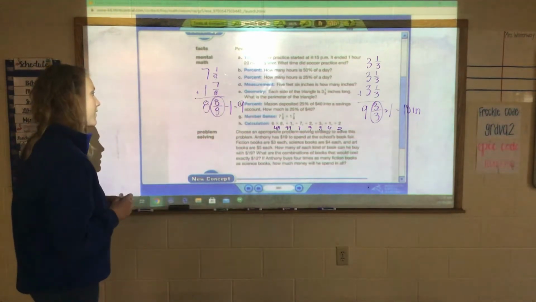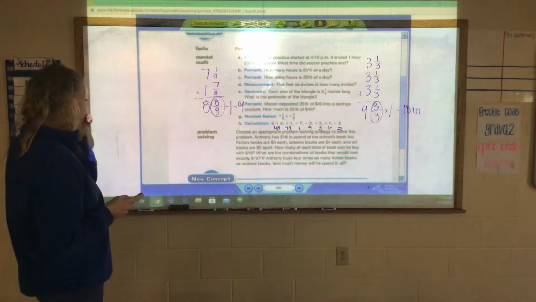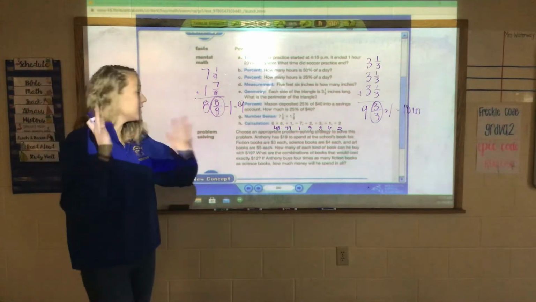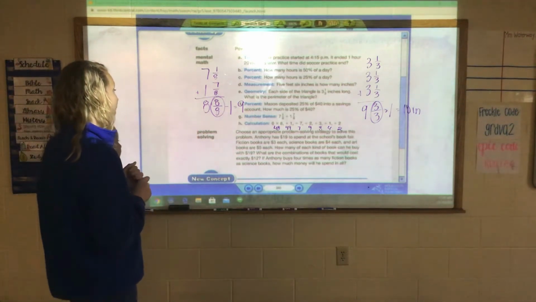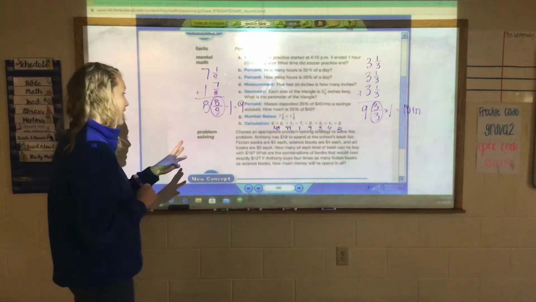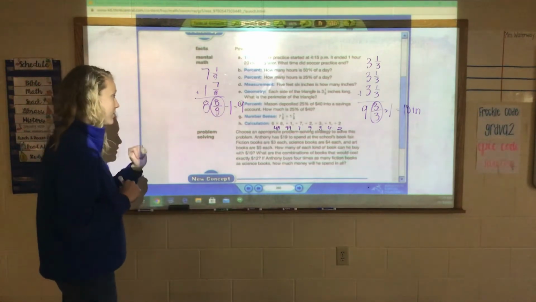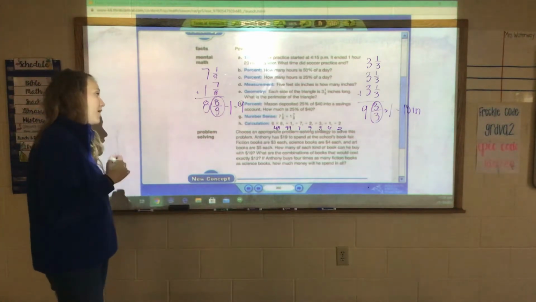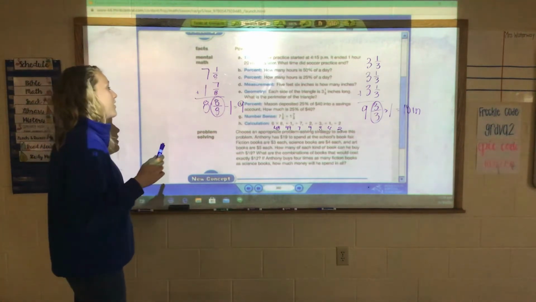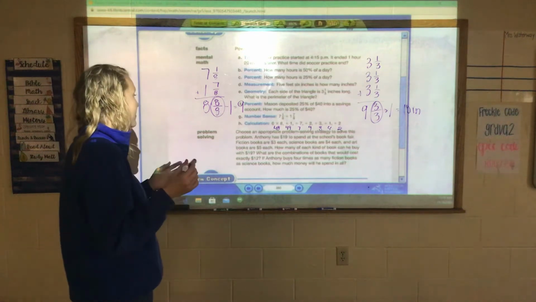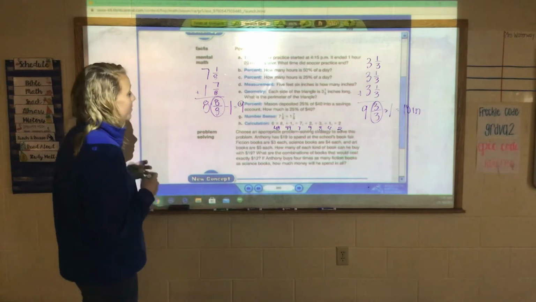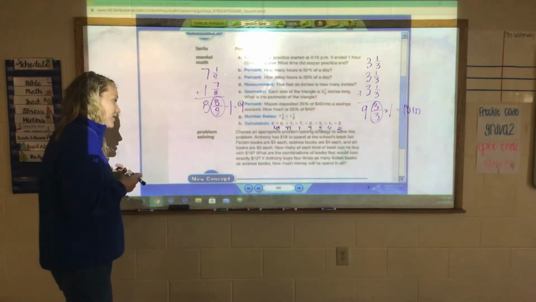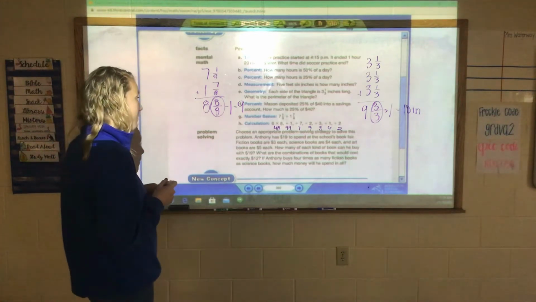Choose the appropriate problem-solving strategy to solve this problem. Anthony, you have $19 to spend at the school's book fair. Fiction books are $3 each, science books are $4 each, and art books are $5 each. How many of each book can he buy with $19? What are the combinations of books that would cost exactly $12? If Anthony buys 4 times as many fiction books as science books, how much money will he spend in all?